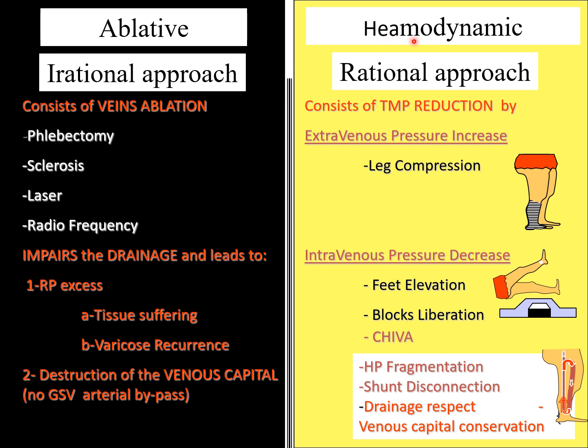Instead, the hemodynamic approach, which is rational, consists in TMP reduction by extravenous pressure increase, leg compression, intravenous pressure decrease, feet elevation, block liberation, and Shiva, which is hydrostatic pressure fragmentation, shunt disconnection, drainage respect, and venous capital conservation.